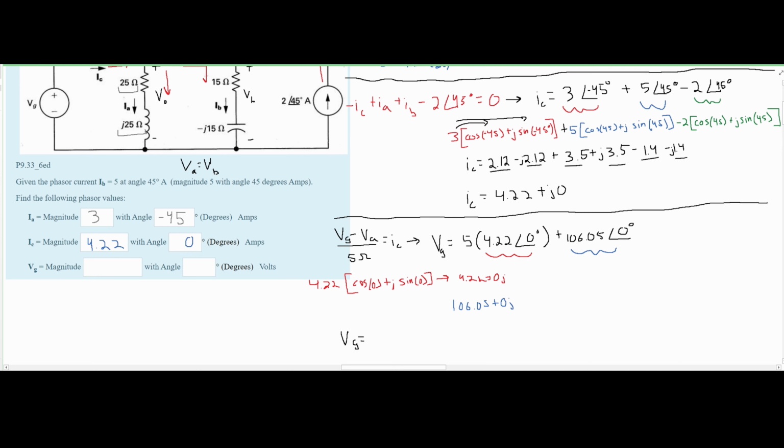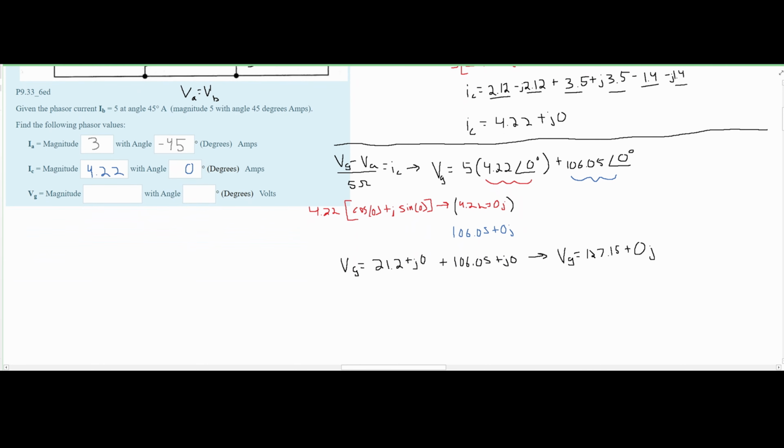Now we're going to plug this back into our formula, so we have VG is equal to 5 times this first part. So we're going to have 5 times our 4.22, and this is going to give us approximately 21.1. And then we're going to multiply our 5 into our 0, so we're just going to have plus j, and it's still 0. Now we have our next part, this 106.05, so we're going to plug this in here, and there's nothing being multiplied, so it's just how it is. If we add these two together, we're going to get that our VG is approximately 127.15 plus a 0j.